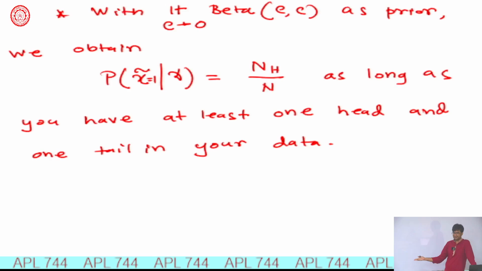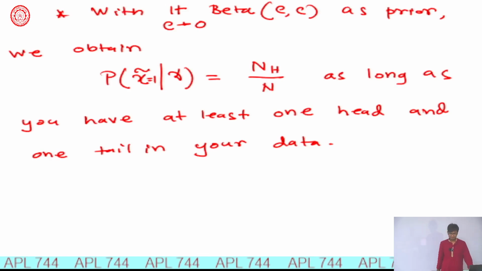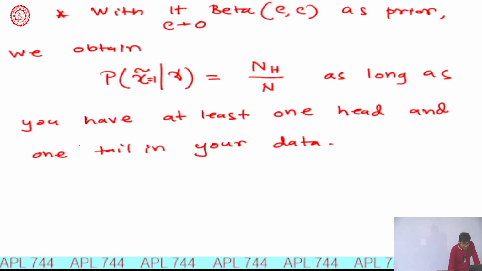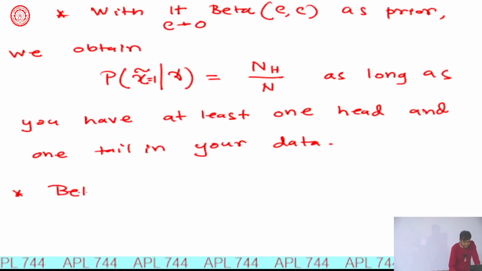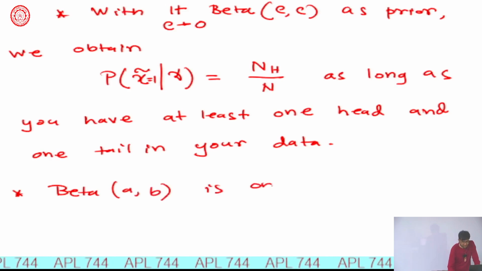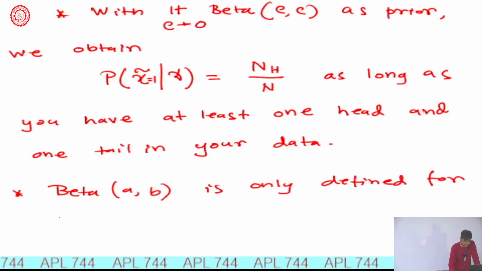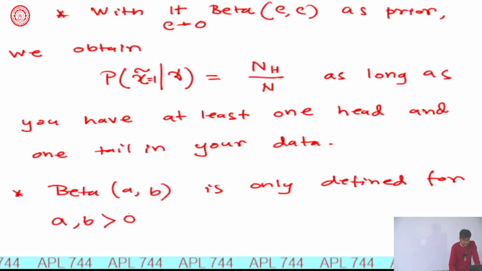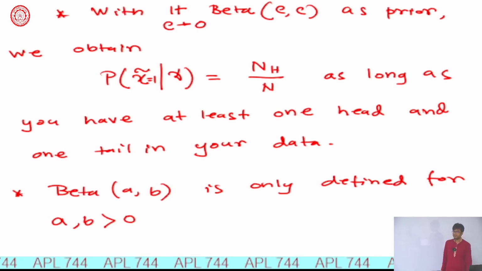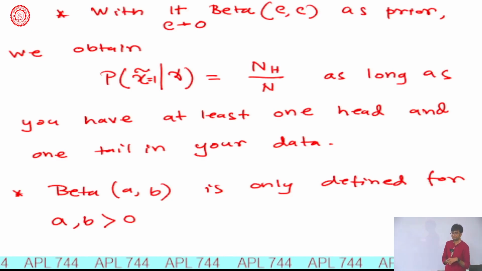I will explain why that is the case very quickly with the beta distribution. Everything is coming from the beta distribution. So, let us take the beta distribution and try to understand what is happening. Beta(A, B) is only defined for A, B greater than 0. If A and B are equal to 0, this is a function that is not defined.